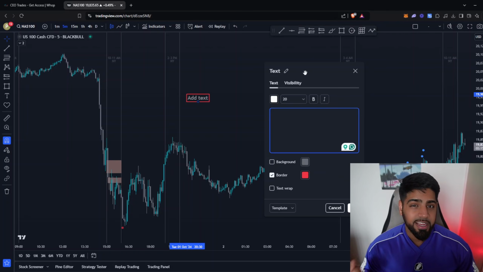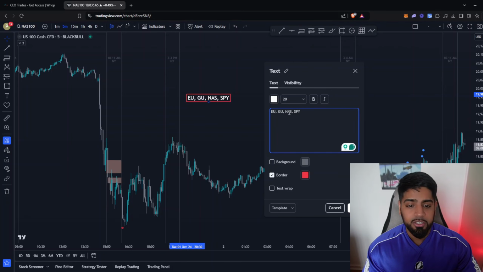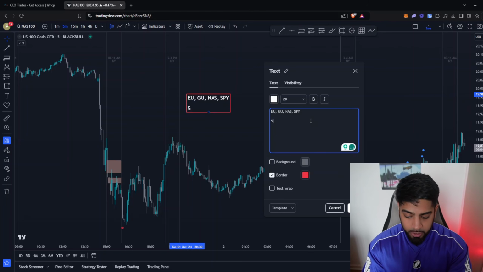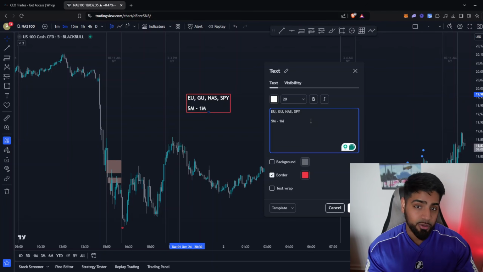So first, let's figure out exactly when and where to use this indicator. This indicator works the best on EU, GU, NAS and the S&P 500. Next, it's best to use the indicator on the 5-minute time frame. However, there are people that utilize it on the 1-minute time frame.